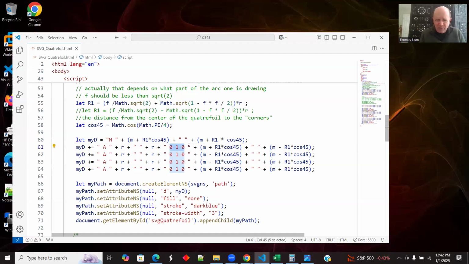The first parameter is sort of an angle of rotation of the arc. So again, the arc is typically or generally an ellipse, and we're drawing circles. So then that angle of rotation will be meaningless for us. So I just made them all zero. So 0, 0, 0, 0.